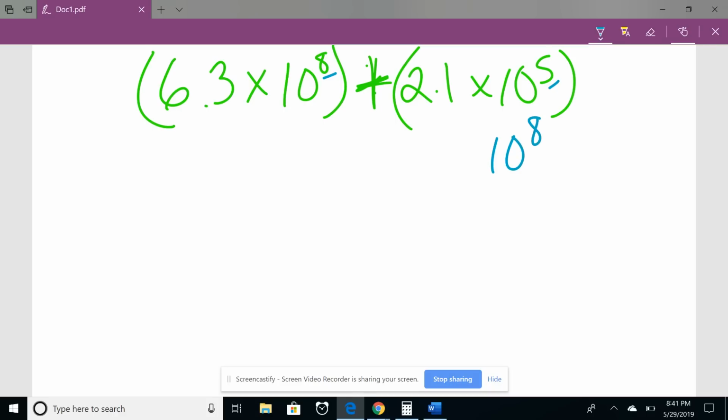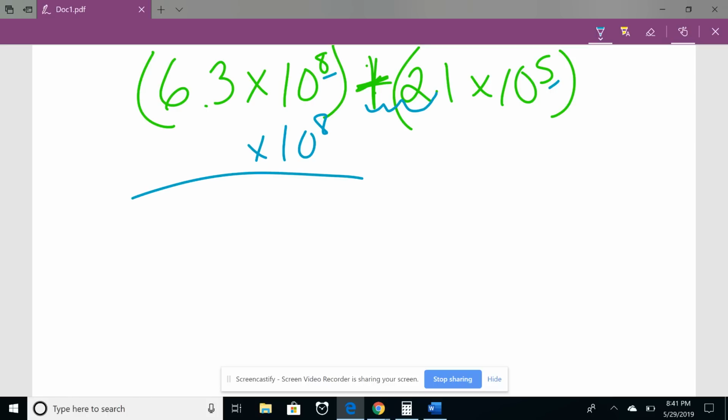So that means I have to make this smaller. So I have to move 3 spots. 1, 2, 3. So this would be 0.0021 times 10 to the 8th. And I don't know why I wrote that there. I could have written it over here. Because we want 10 to the 8th. And then this would be 0.0021. Now I can add these.